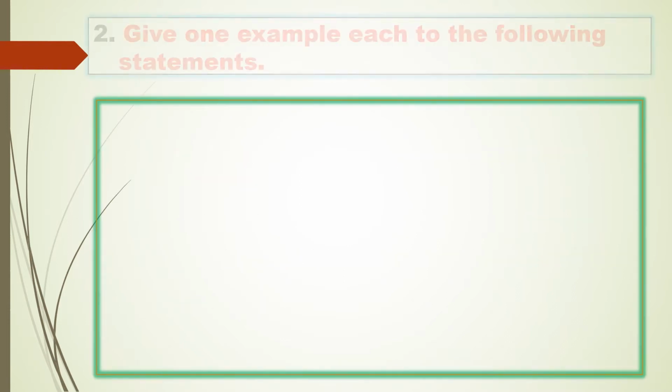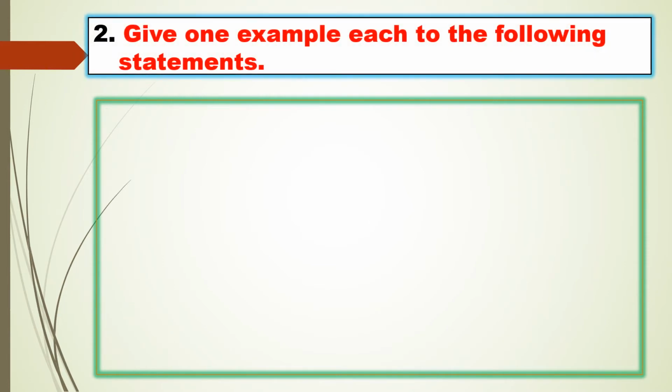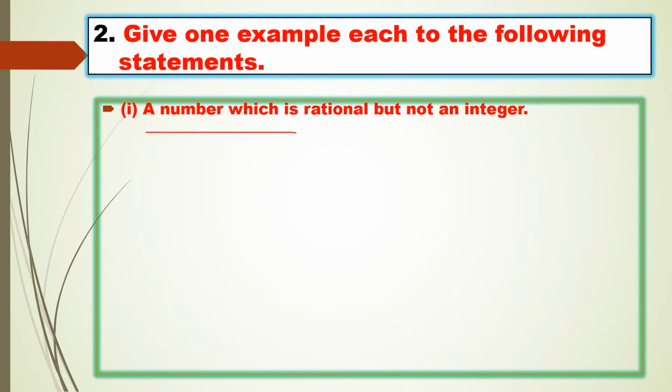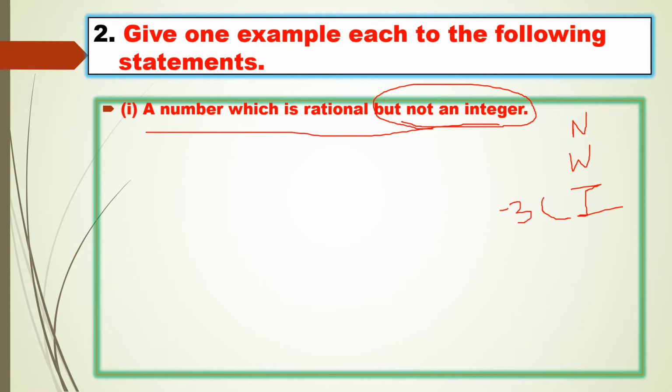So here is your next question. Give an example each to the following statements. The first question is a number which is rational but not an integer. Here it is mentioned that it should not be an integer. It should not be an integer means it should not be a whole number, natural number or an integer. You are not supposed to write negative numbers like this, whole number, 0, 1, 2, natural numbers, right? Apart from these numbers, you should write a rational number, right?